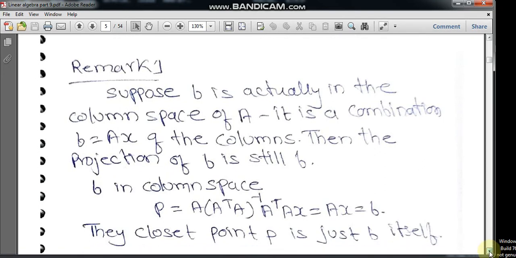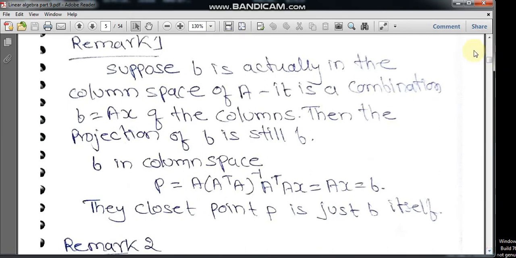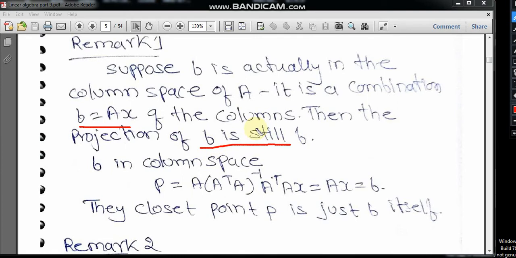So here we have certain remarks. Suppose B is actually in the column space of A, then it is a combination of the columns, B equals AX, and the projection of B is still B. That is, when you have a solution for the equations, automatically B will equal AX, and B is still B. It is not a nearer value of B, it is the exact value you will get. That is, the solutions are consistent. So P equals B in the column space. What will the projection be?